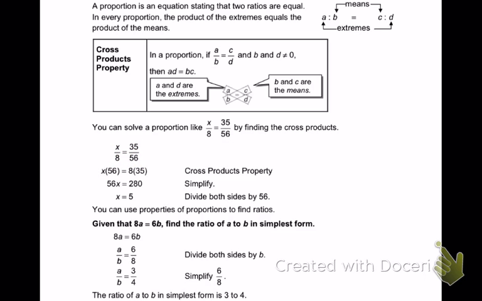Or, now, instead of using cross products, I can also use equivalent fractions. For example here, 8 times what is 56? 7. So I take it times 7. So what times 7 is 35? 5. Guess what? I get x equals 5 either way I work it out. For problems like this, it is much easier to use equivalent fractions. Okay? If there are tougher problems where you cannot see what multiplies or divides, cross products is probably easier.